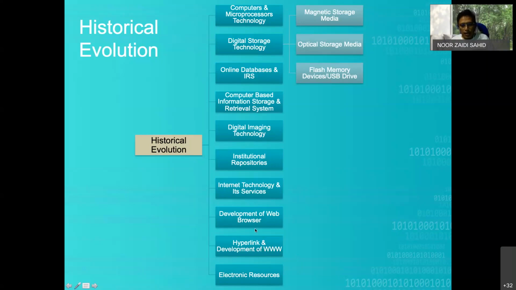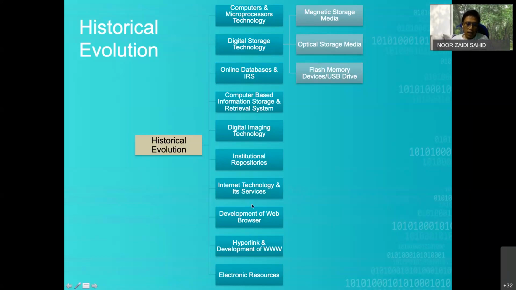Okay, next, developments of web browser. You're familiar with Google Chrome, Safari, Firefox, but previously what did we have? IE, we had Netscape, and many more. So they also have their own historical path.